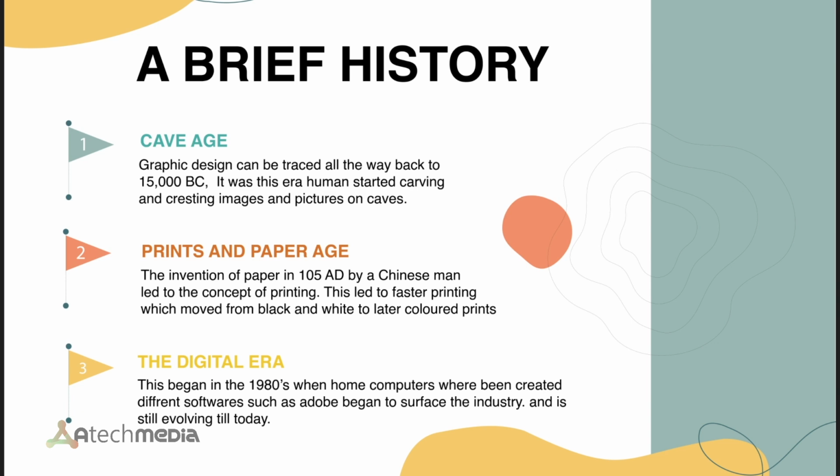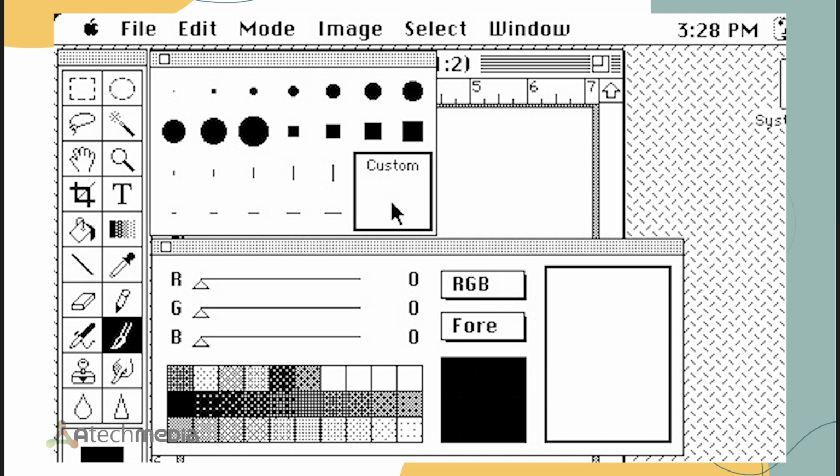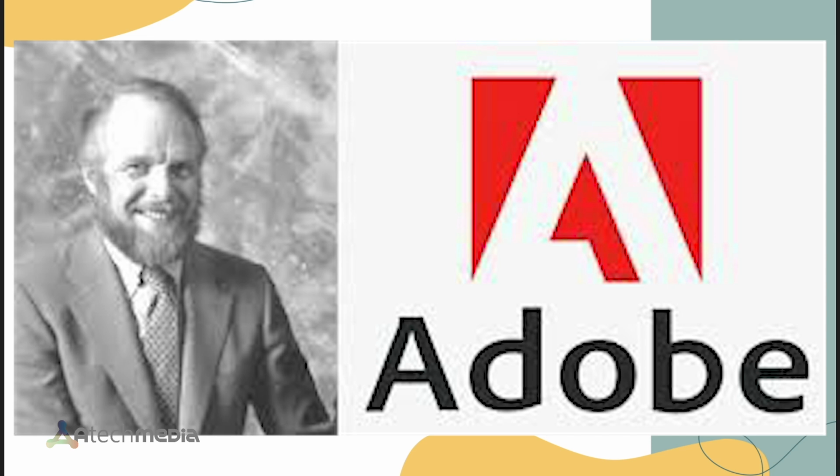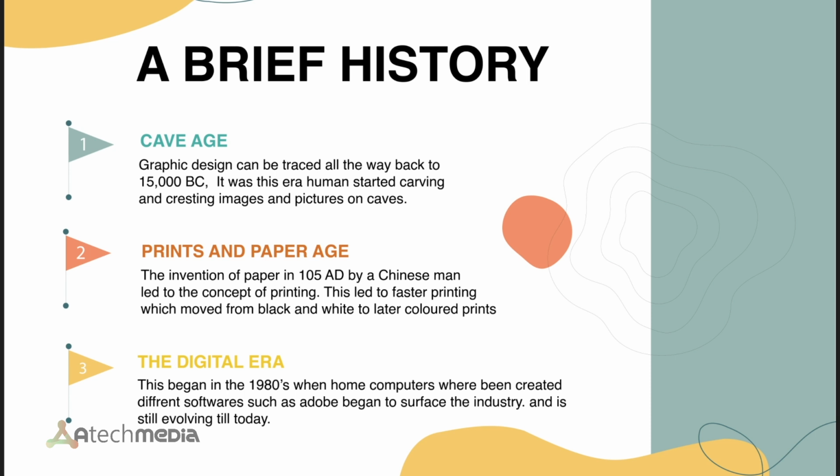And from there we moved to the digital era, and this began in the 1980s, when everybody began to have their own personal computers. Then different software was produced by different companies, and one of the notable ones was Microsoft. We also had Adobe. Adobe began to surface in the industry, and they were creating software that helped individuals create graphics. From that time till now, things are still upgrading.